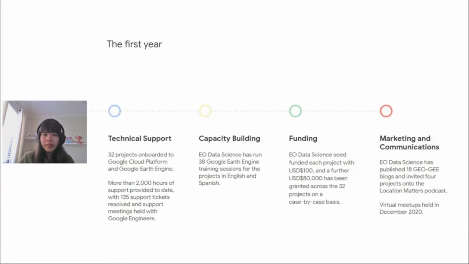So what has the first year looked like? All 32 projects were onboarded to Google Earth Engine as well as Google Cloud Platform, allowing for identity management and the use of Cloud Platform services. More than 2,000 hours of support have been provided to date, with 135 and counting support tickets resolved.